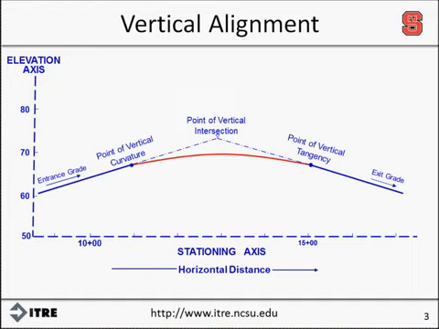Several points of interest along the curve include the location where the tangents intersect, which is known as the point of vertical intersection, the location where the vehicle leaves the tangent grade and begins to drive along the curve, which is known as the point of vertical curvature, and the point where the curve ends and the vehicle returns back to the tangent grade, which is known as the point of vertical tangency. Let's take a look at a few pictures and discuss the vertical and horizontal elements in each picture.